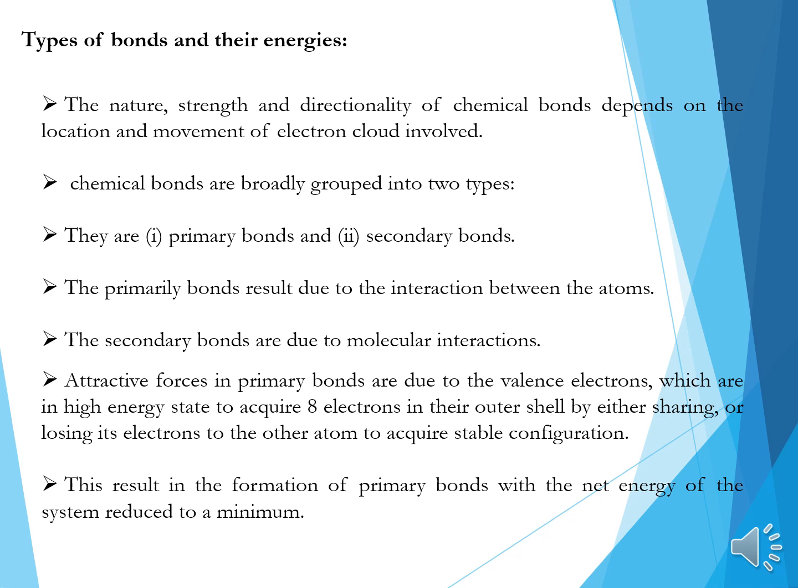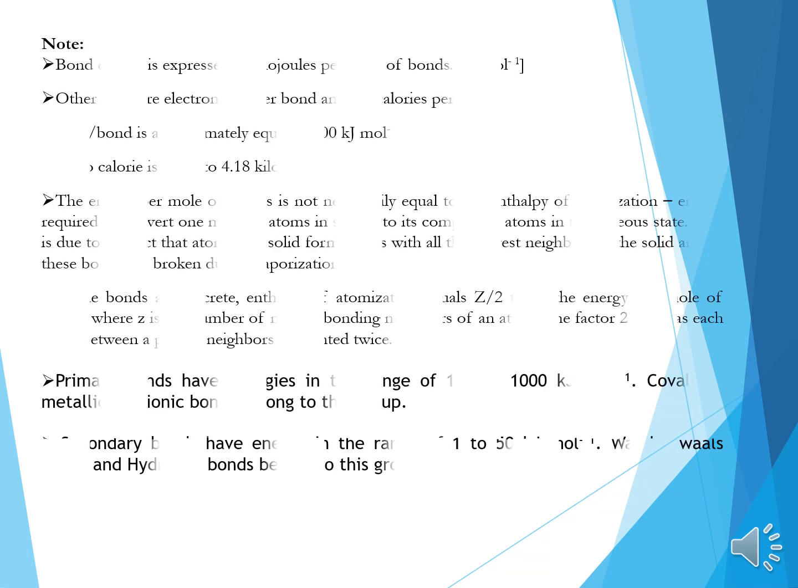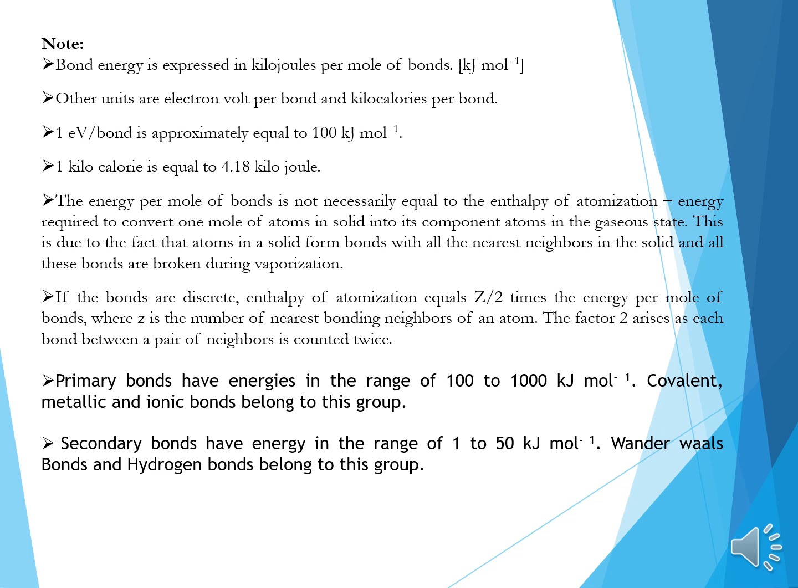Now, attractive forces in primary bonds are due to the valence electrons, which are high in energy state, to acquire 8 electrons in their outer shell by either sharing or losing the electrons, so that the atom will acquire a stable configuration. This results in the formation of a primary bond with the net energy of the system reduced to a minimum. A few points can be noted here: every bond has an energy and the bond energy is expressed in kilojoules per mole.